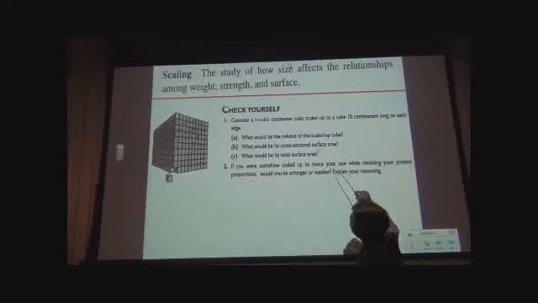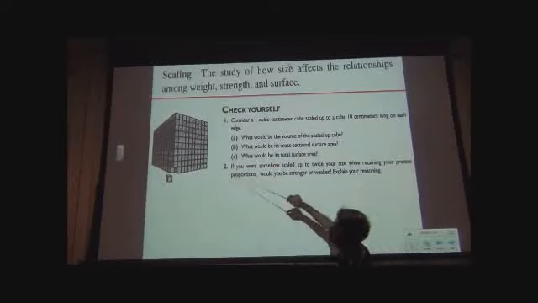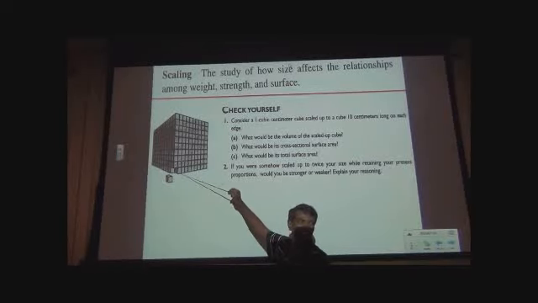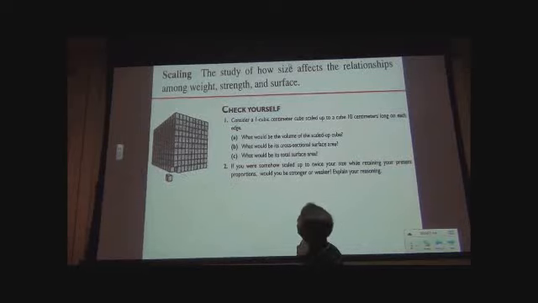How about the cross-sectional surface area? How much did it go up? 10 to the 2. Yep, 10 to the 2. So 100. What about the total surface area of the cube?